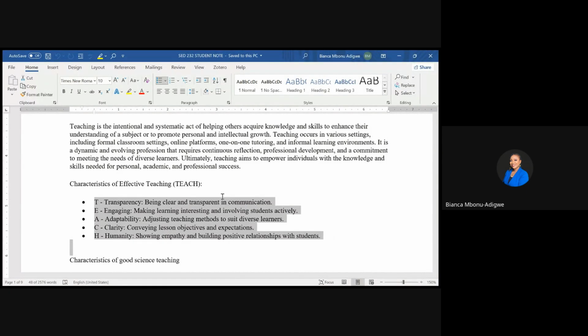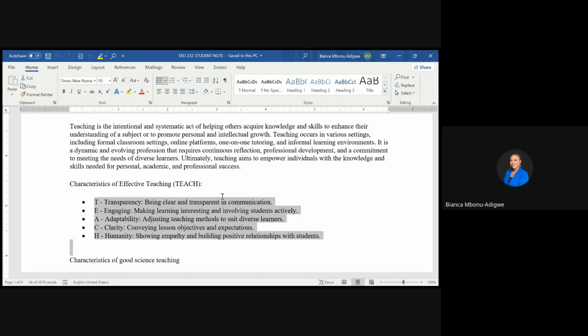The next letter is A, adaptability. You must, as a teacher, be able to adapt your teaching strategies, adapt your methods of teaching, and adjust them to suit different learners. People that learn by doing, people that learn by hearing you, you have to be able to adjust.